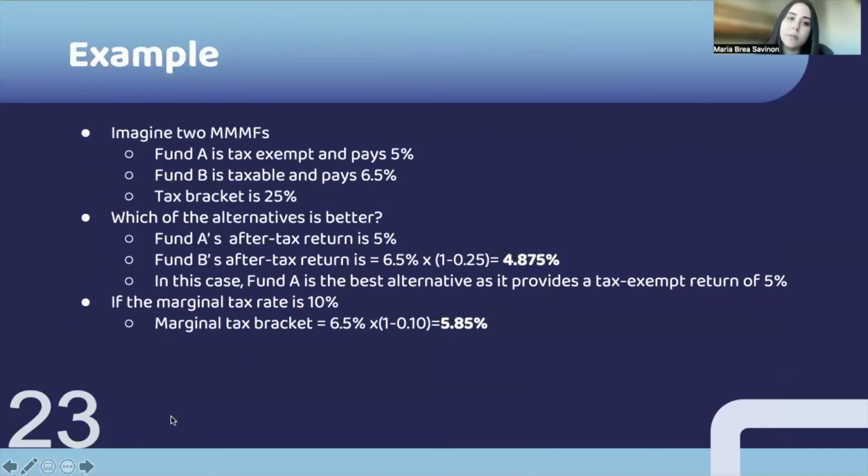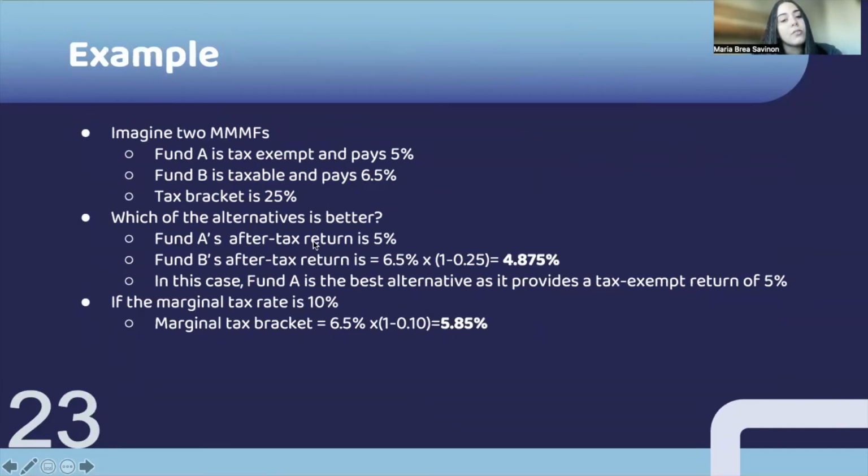Here we have an example. Imagine you have two money market mutual funds. You have Fund A that is tax exempt and pays 5%. Fund B that is taxable and pays 6.5%. The tax bracket here is 25%. You want to choose which of the two is the best alternative.